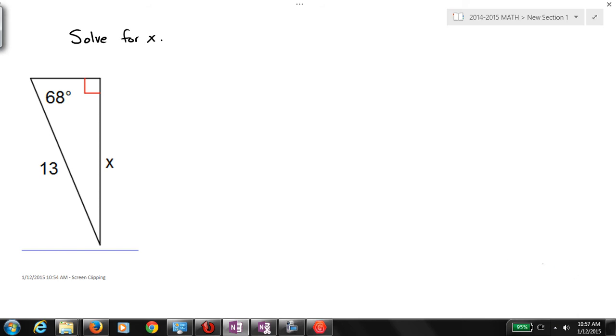This example, again, start labeling it. The 13 is what? The hypotenuse, because that's the one that is across the 90 degree. The angle given is 68, so I'm going to choose that one. So directly across it is the opposite, so that's the x, and the one that's remaining is the adjacent.